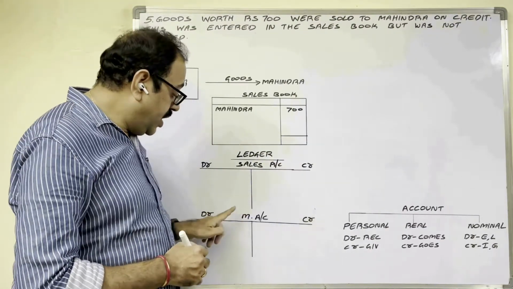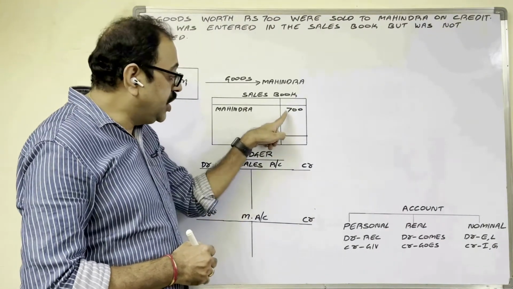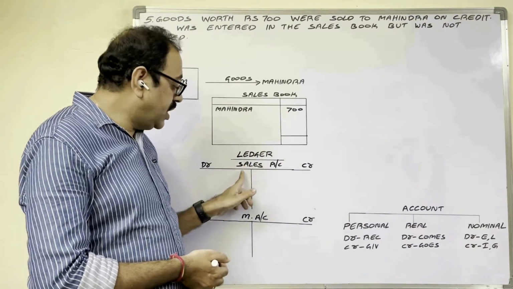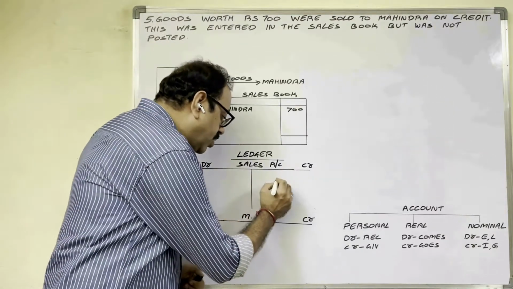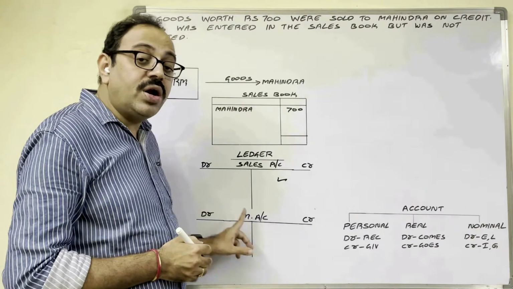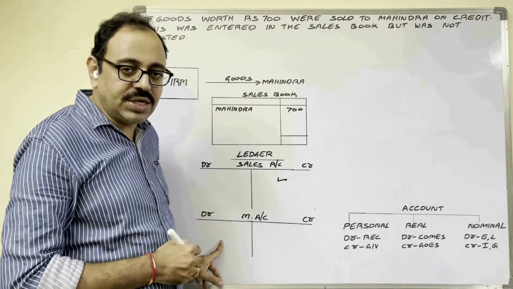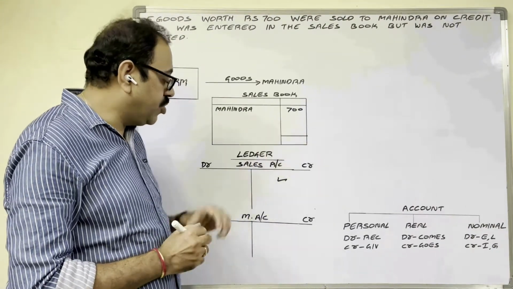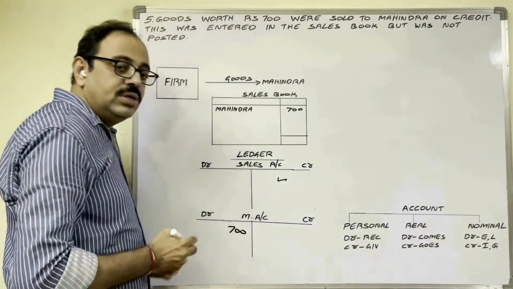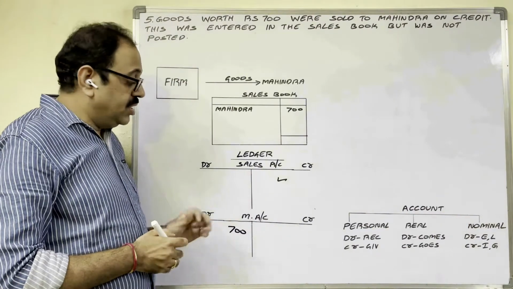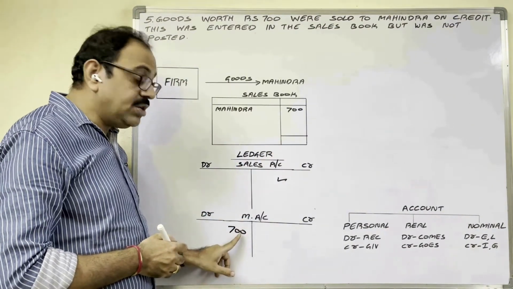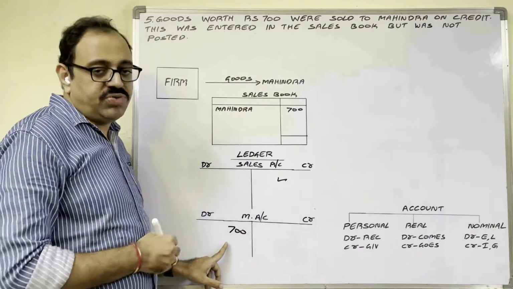And in the customer's account, these individual amounts we should post. On which side? In the sales account we post the total on the credit side, no? To complete the double entry, in the customer's accounts we should post individual transactions on the debit side. So this 700 rupees in Mahindra account, debit side we should post. This is the actual procedure. Sales account should be credited with the total, and the customer's account should be debited with the individual amounts.